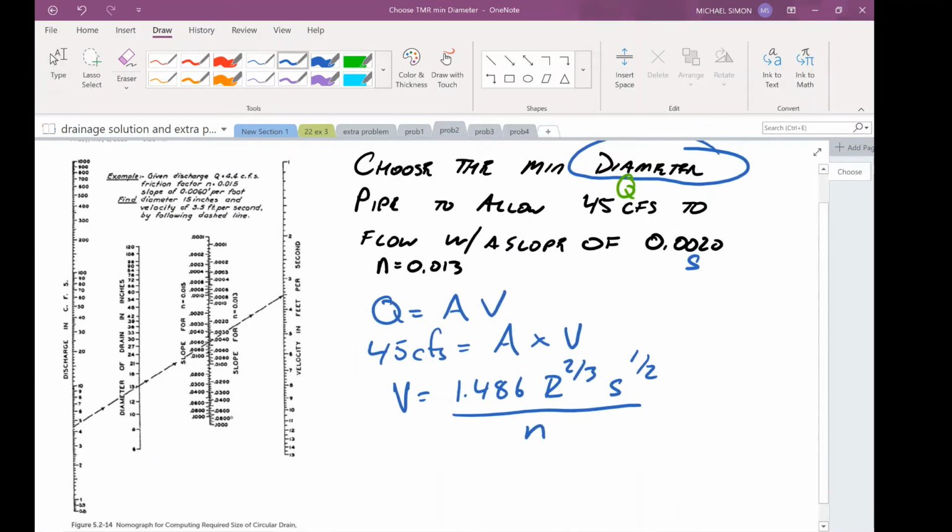Trying to narrow down slope or velocity with nomographs is not really a recommended practice because there's too many options to choose from, and you're looking at very, very small differences in the numbers. You're not going to get as accurate of a number that you can just pick off the nomograph and throw into the calculation. And I'll explain why in a second. So let's go 45 CFS and 0.002, so right through there.